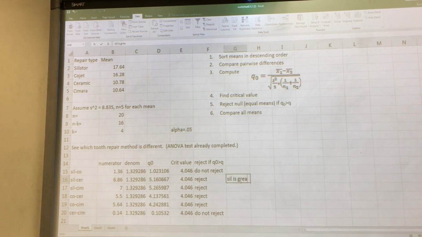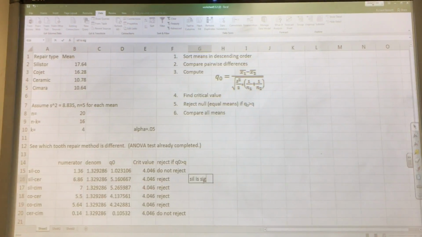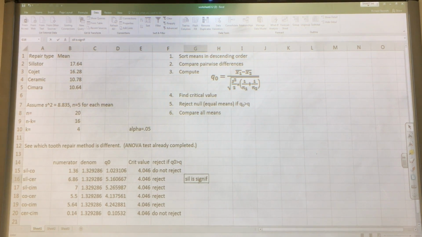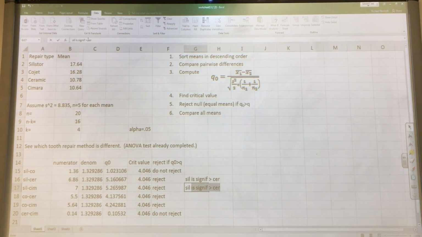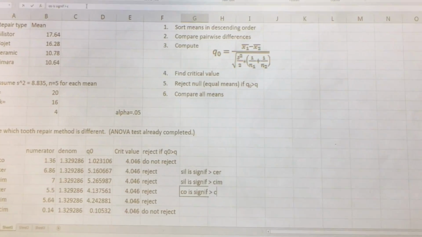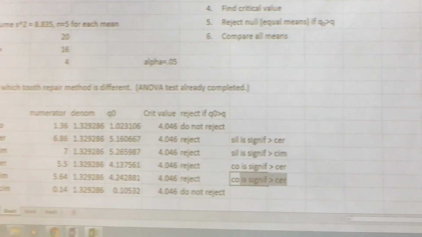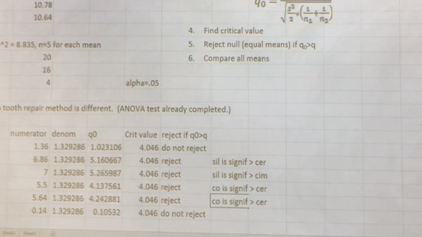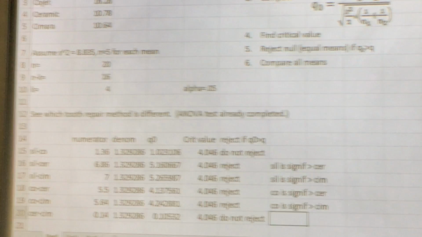is greater, maybe I should say significantly greater than the ceramic. And we're saying the oscillostor is significantly greater than the Samara. And we're saying that the cojet is significantly greater than the ceramic. And the cojet is greater than the Samara. Okay, so these other ones we do not reject.